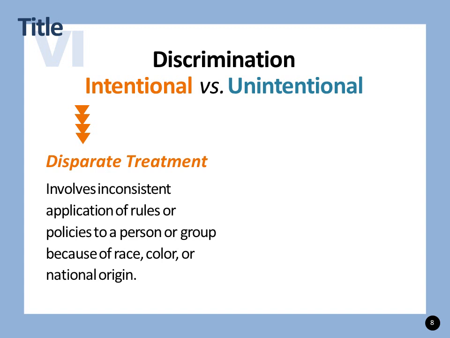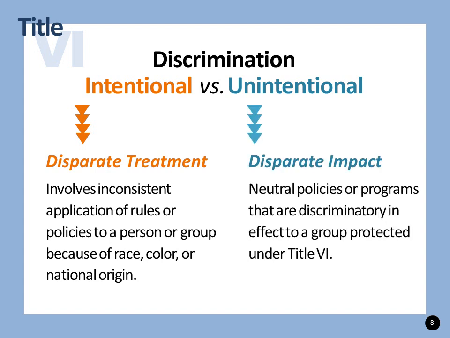Intentional discrimination or disparate treatment occurs when a person or group is treated differently because of their race, color, or national origin. This typically involves inconsistent application of rules or policies. Disparate impact discrimination is unintentional. It occurs when a policy or program, while neutral on its face, has the unintended consequence of being discriminatory to a protected group under Title VI without a substantial legitimate justification.